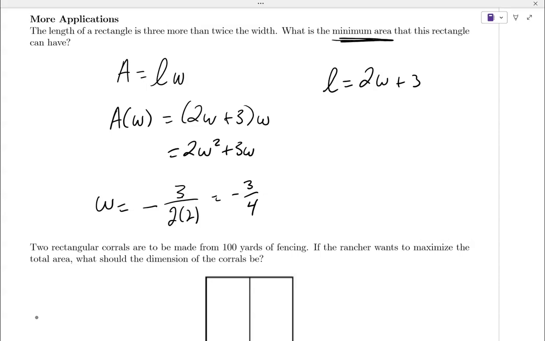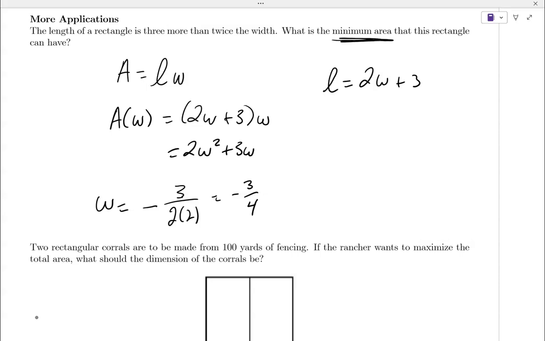Is this the minimum area? Regardless of what the context is, is this the minimum area? No, it's a width value, right? So if you wanted to find the area, what would you do with it? Plug it into the function, exactly right. To find the minimum value, we would plug it in here, right?